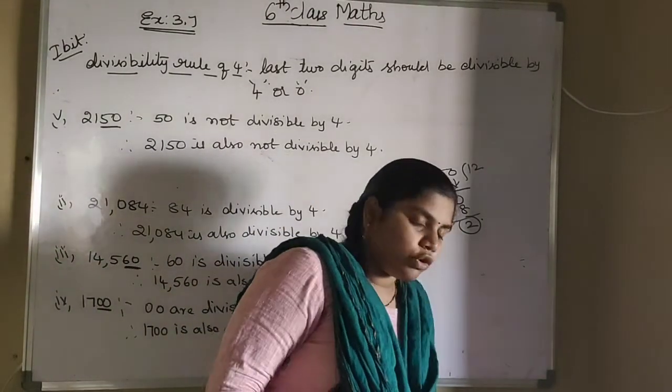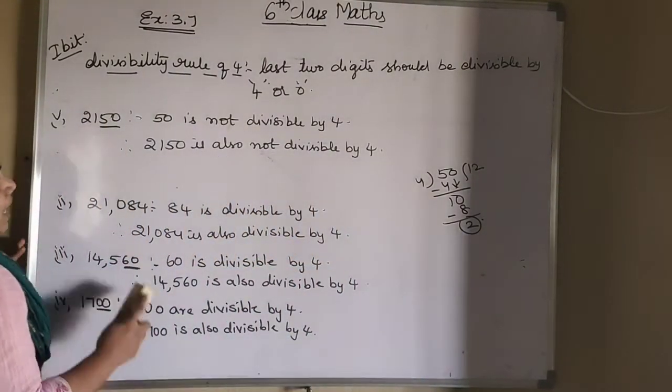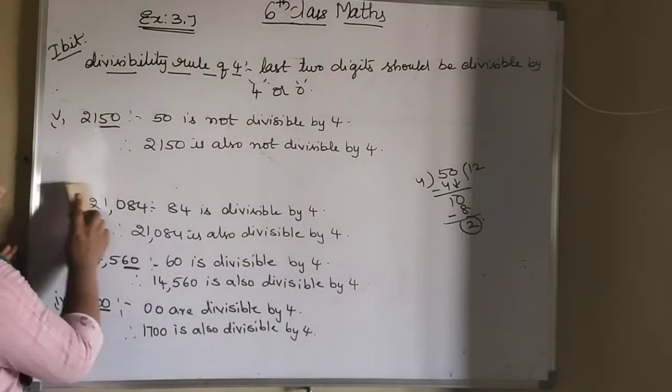Next we have to see the divisibility rule of 8. So what is the divisibility rule of 8? The last 3 digits should be divisible.